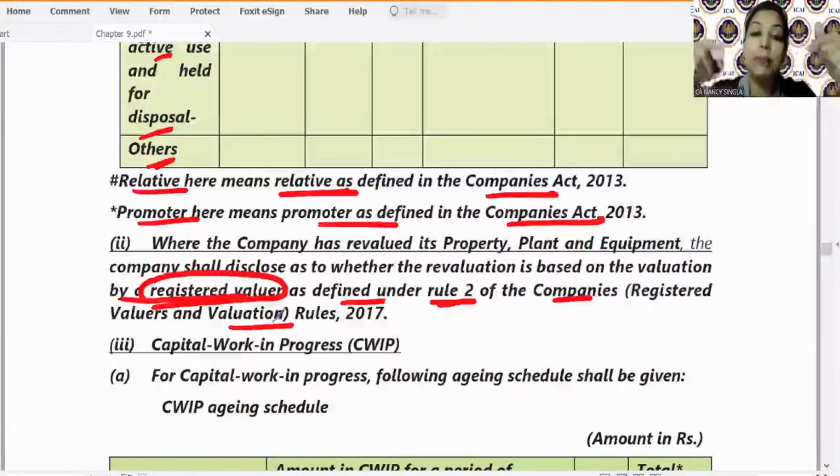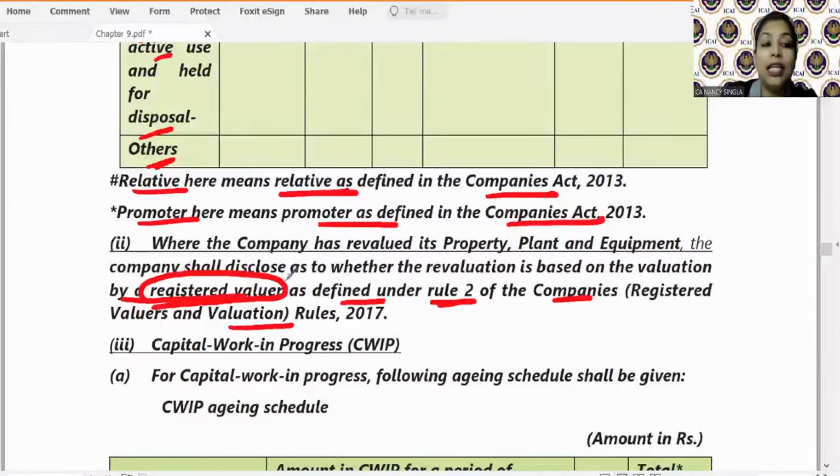So, here the company will by itself mention whether the company has property, plant and equipment, and whether it has been revalued by a registered valuer. If it is not revalued by a registered valuer, then also the company will mention that. And then the auditor will verify whether the same is as per the requirements or not. So, this is a disclosure requirement.